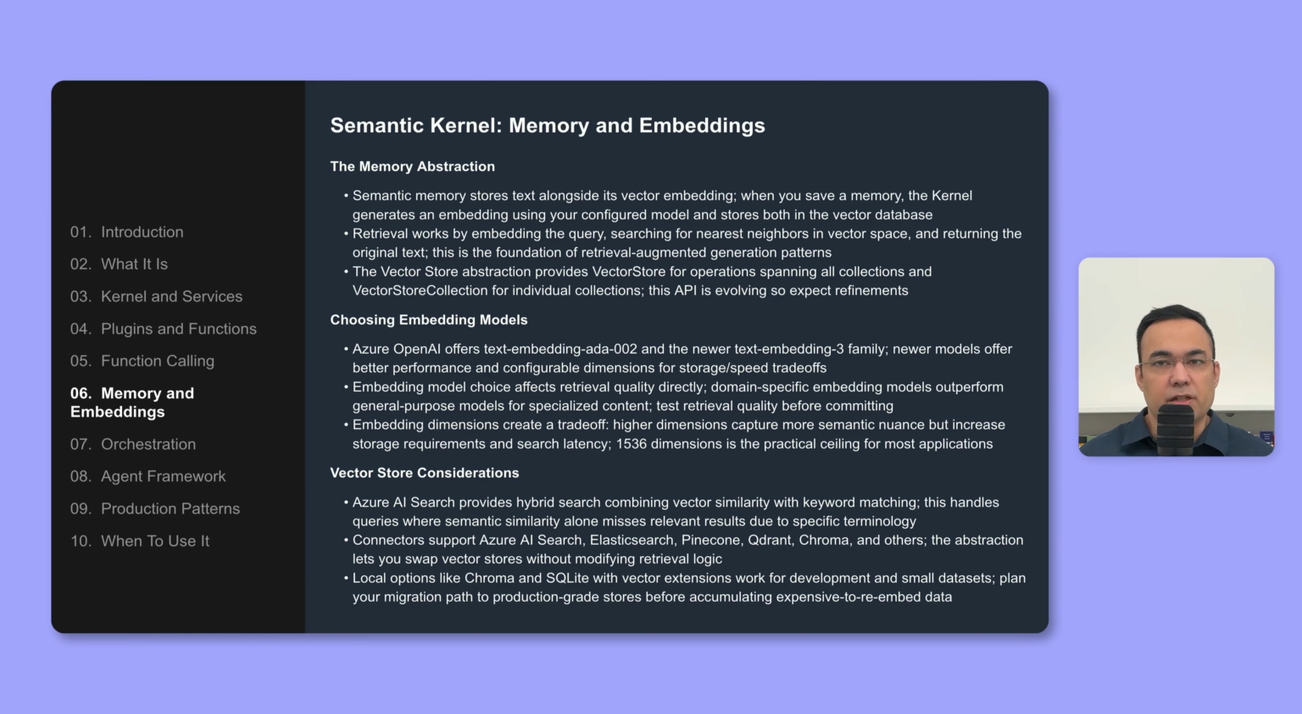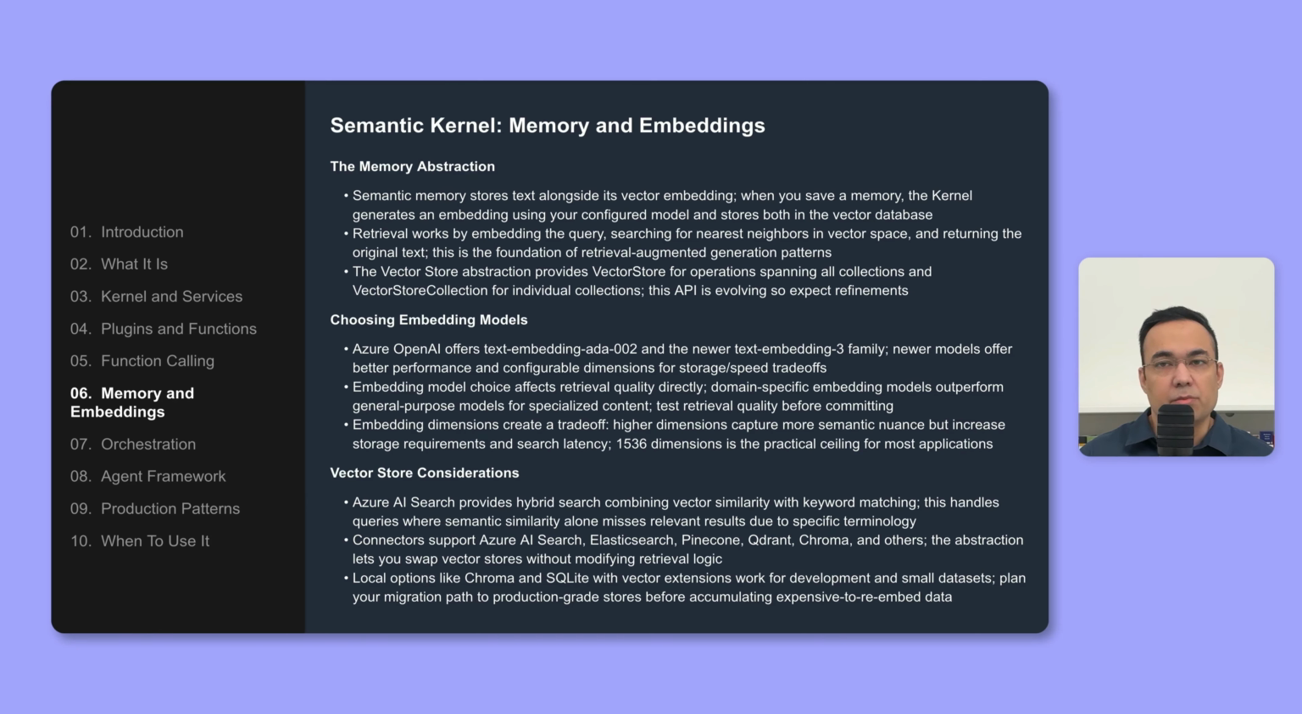The vector store abstraction provides two main classes. Vector store handles operations that span across all collections in your vector database. Vector store collection class handles all operations for working with individual collections. This abstraction is still evolving, so expect some refinements as the team gathers feedback from production usage.